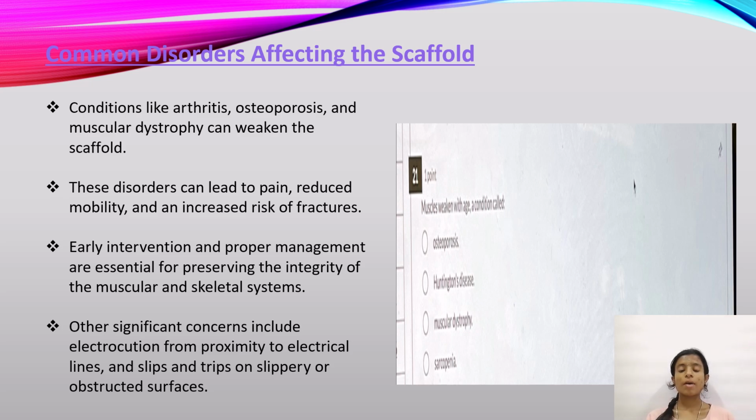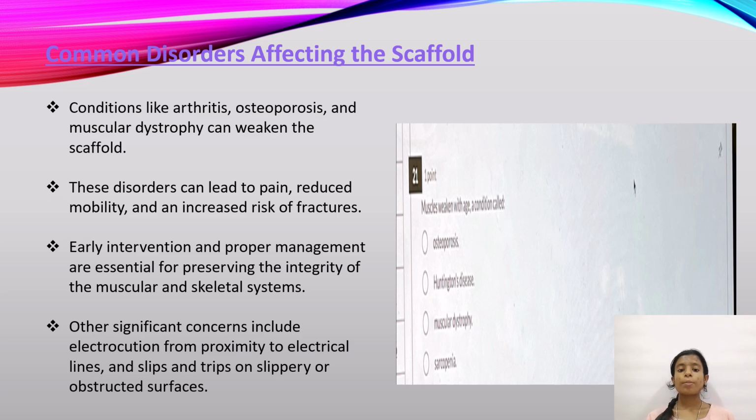Common disorders affecting the scaffold. Conditions like arthritis, osteoporosis, and muscular dystrophy can weaken the scaffold. An example is an age-related muscle and bone condition called osteoporosis. These disorders can lead to pain, reduced mobility, and an increased risk of fractures.